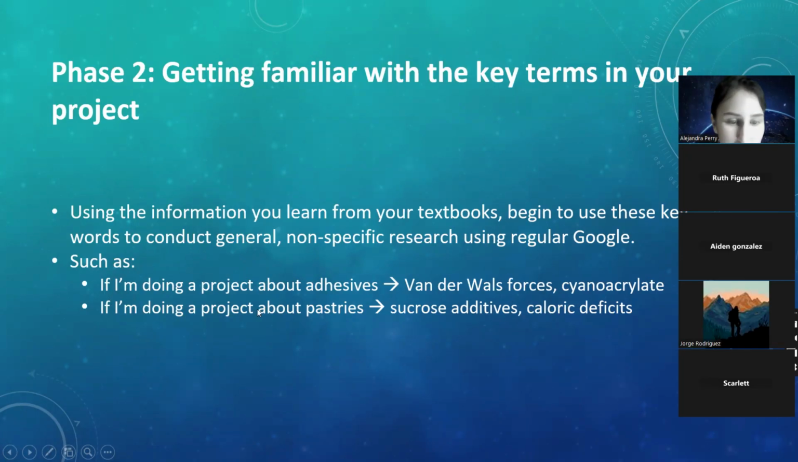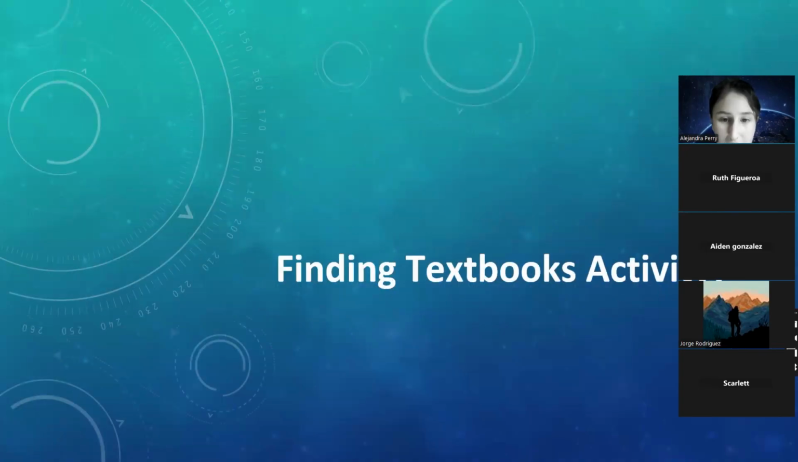Or let's say I'm doing a project about pastries or about the nutrition of sugar, whatever. I'm going to find these specific key terms as I read my textbooks about sucrose or additives or about caloric deficits. You understand what I mean? So at this point, I would start using Google to find general information, or maybe even Wikipedia, to learn more about these particular terms, just so I'm more familiar with them.